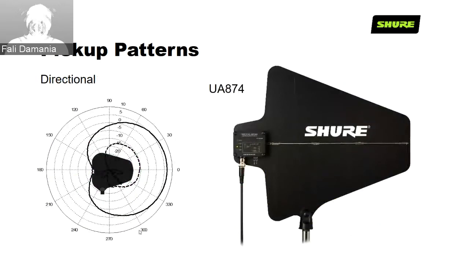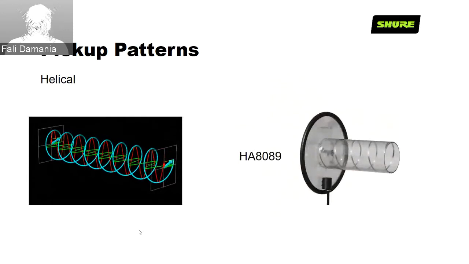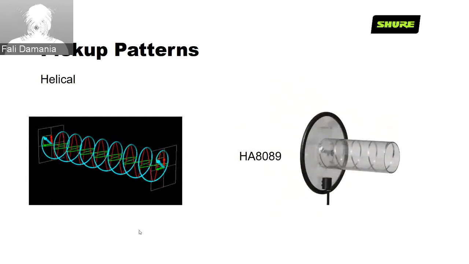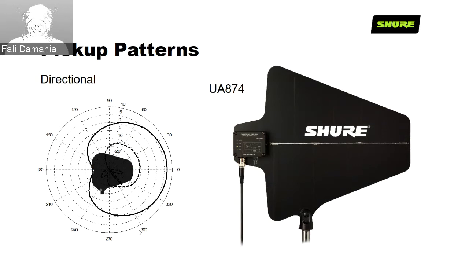Next, we'll have a look at the directional polar pattern of the UA874. This is similar, but not exact, to a cardioid microphone, which basically means you have directionality coming to you from the front of the antenna, and at the back of the antenna, you have a decent amount of rejection. In this case, you have 120 odd degrees of horizontal plane coverage and 60 odd degrees vertical.